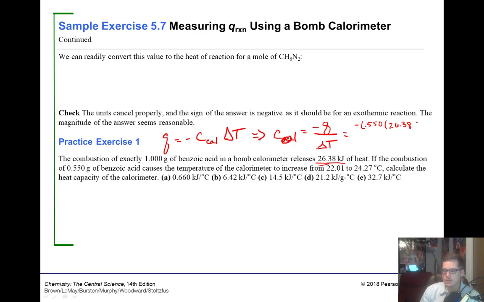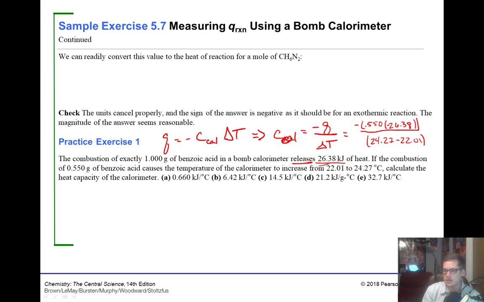Now, that 26.38 value is the heat released, so this would be a negative value because it's exothermic. Now we divide that by our change in temperature. Temperature change is always final minus initial, so it would be 24.27 minus 22.01.